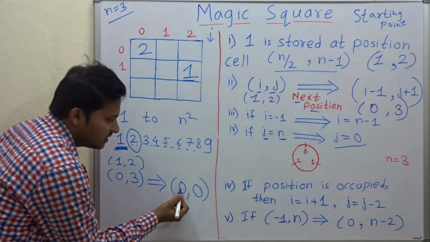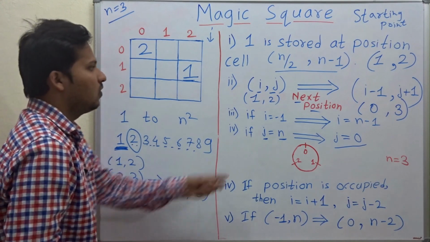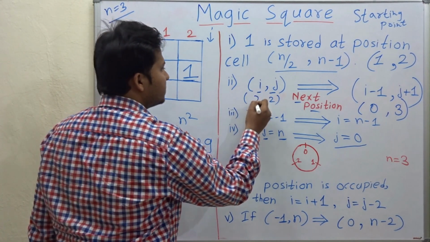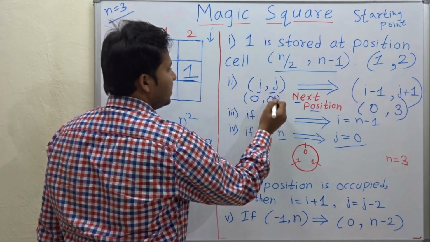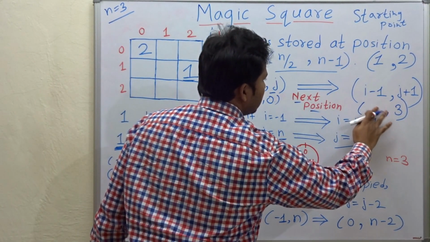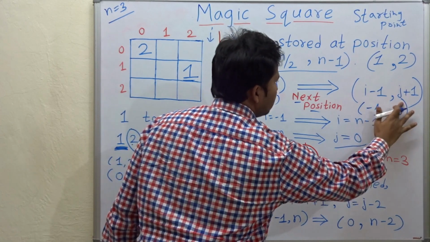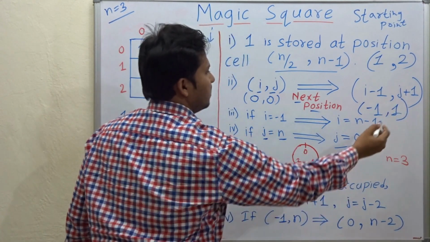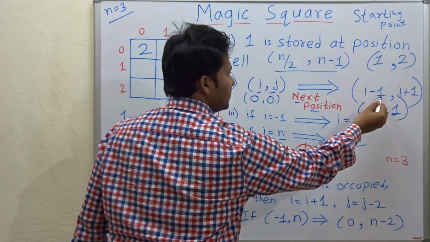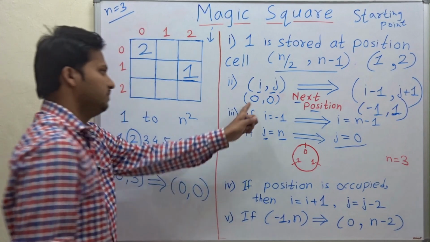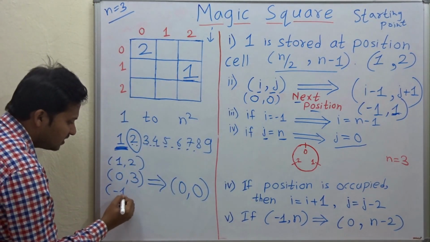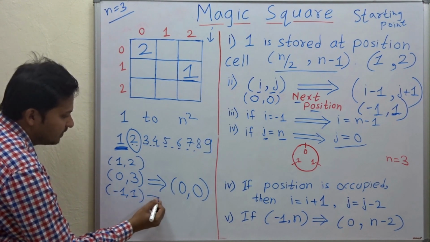The current position is 0 comma 0. Now what will be the next position? See, for 0 comma 0, it will be 0 minus 1, that is minus 1, and 0 plus 1, that is 1. So let's write here the next position is minus 1 comma 1.